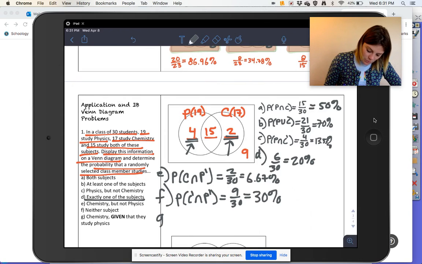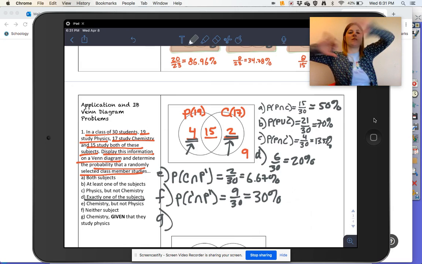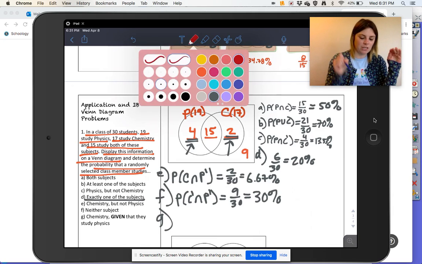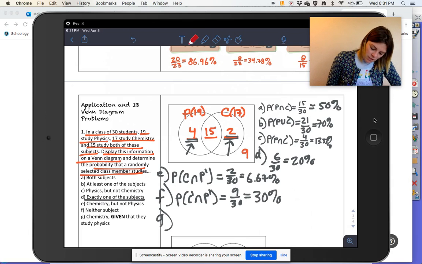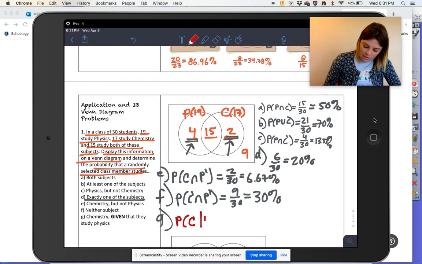Okay, last one. This is one where we're going to bring in conditional probability. It's where we get to cut people out of our life, right? Be like, I don't care about you. The only thing I care about right now is what? Let's read the question. It's probability of chemistry given, right? That's that conditional probability that they study physics. So we get to say goodbye, everyone, but physics. Physics is all I care about.